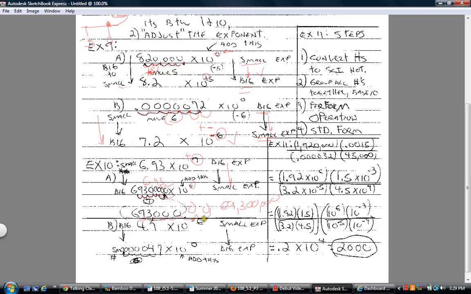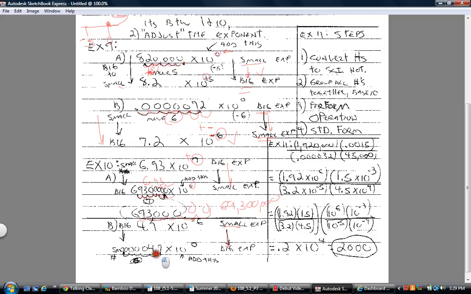You're going from -6 to 0. So you're going from a small exponent to a big exponent. -6 to 0 is small to big. Come over and write big number to a small number. That's your goal. Okay, here's the 4.7.